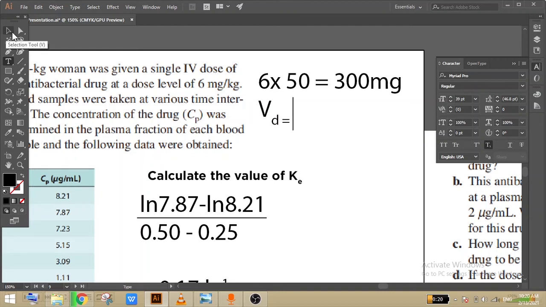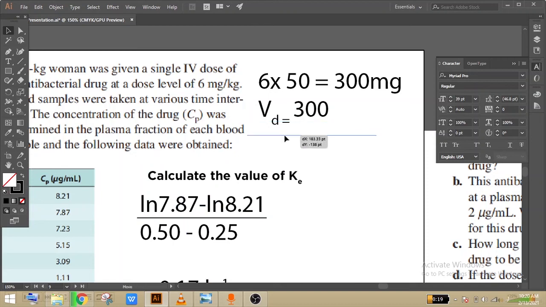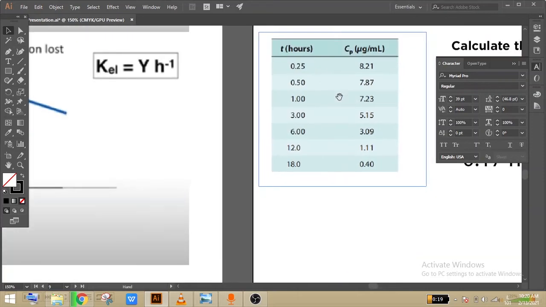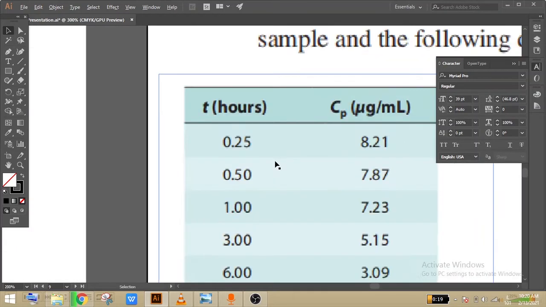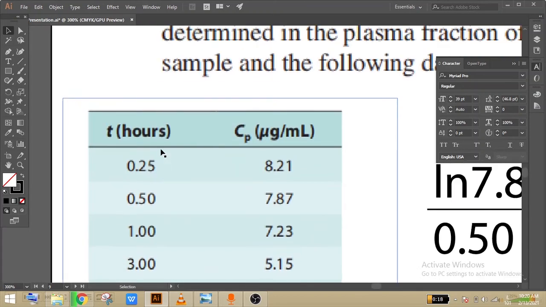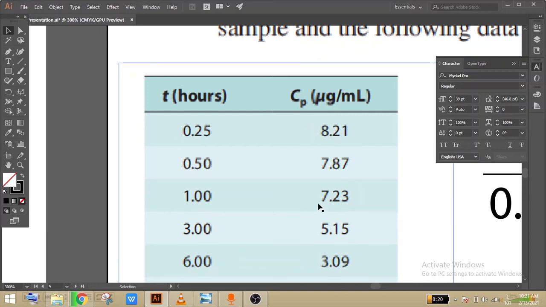VD will be the dose, which is 300, divided by the plasma concentration. If we take this concentration, we will know the volume of distribution at 0.5 hours. So what we are going to do is take the concentration at time 0. We don't have the concentration at time 0, so if we plot a graph and extrapolate it, we're going to get the value for time 0. It might be somewhere around 8.4 to 8.45 as the graph suggests.